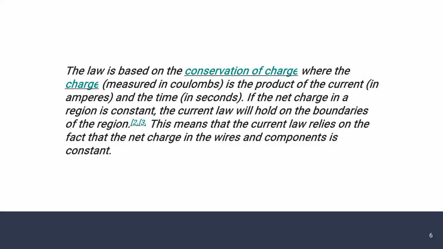This law is based on the conservation of charge, where the charge measured in coulombs is the product of current in amps and time in seconds. If the net charge in a region is constant, the current law will hold on the boundaries of the region. This means that the current law relies on the fact that the net charge in a wire and components is constant.